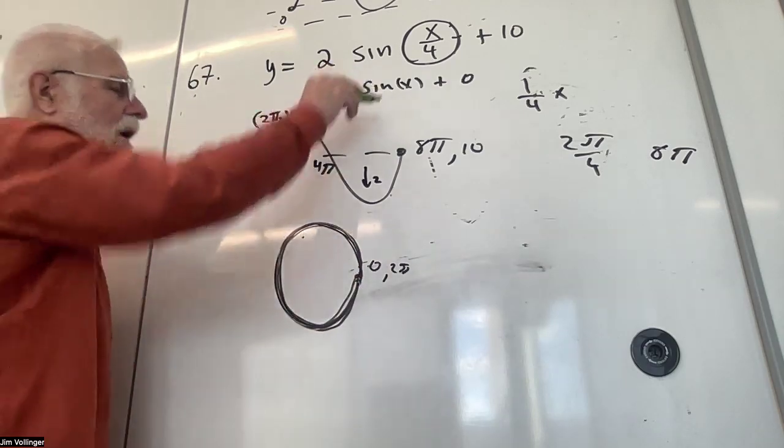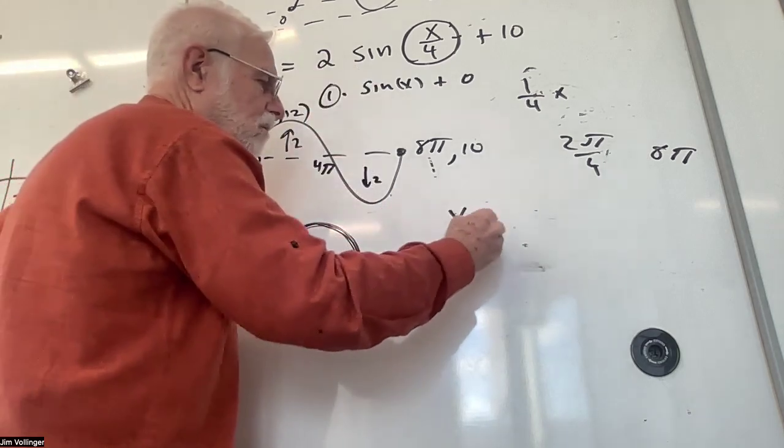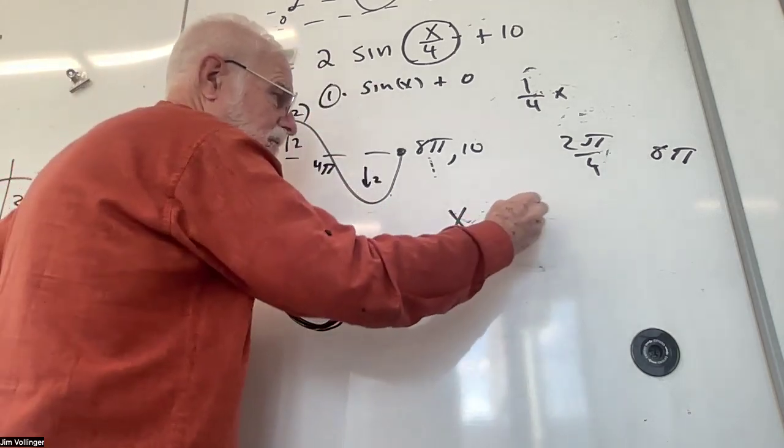Okay, so by solving x over 4 equals 0, that's the start of the revolution.